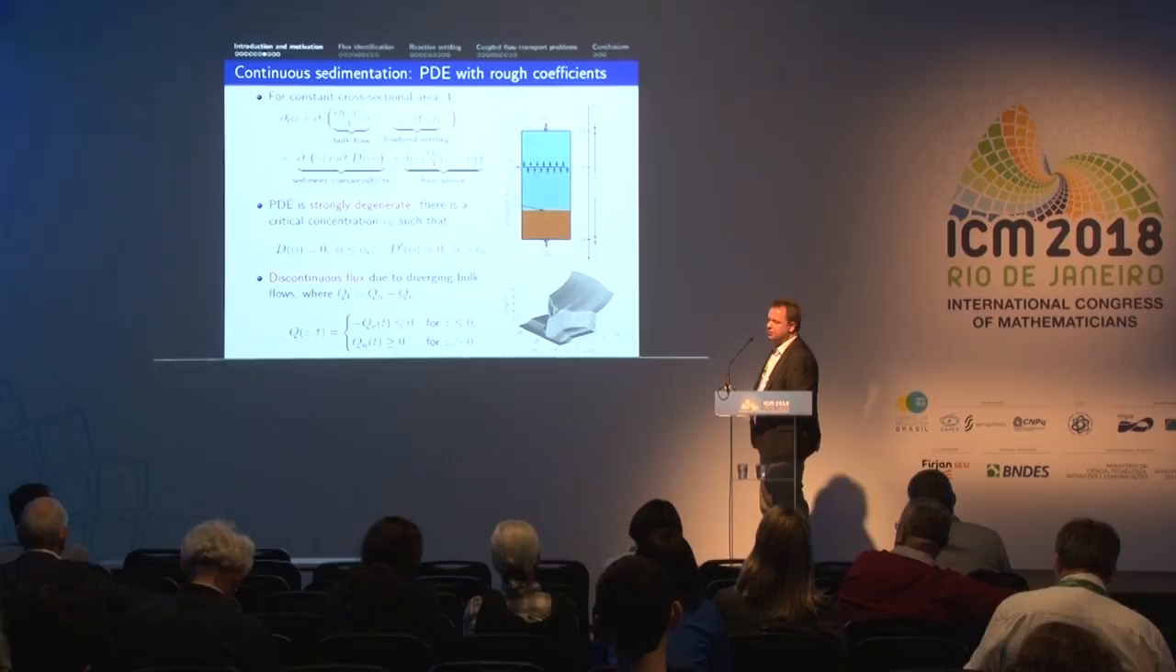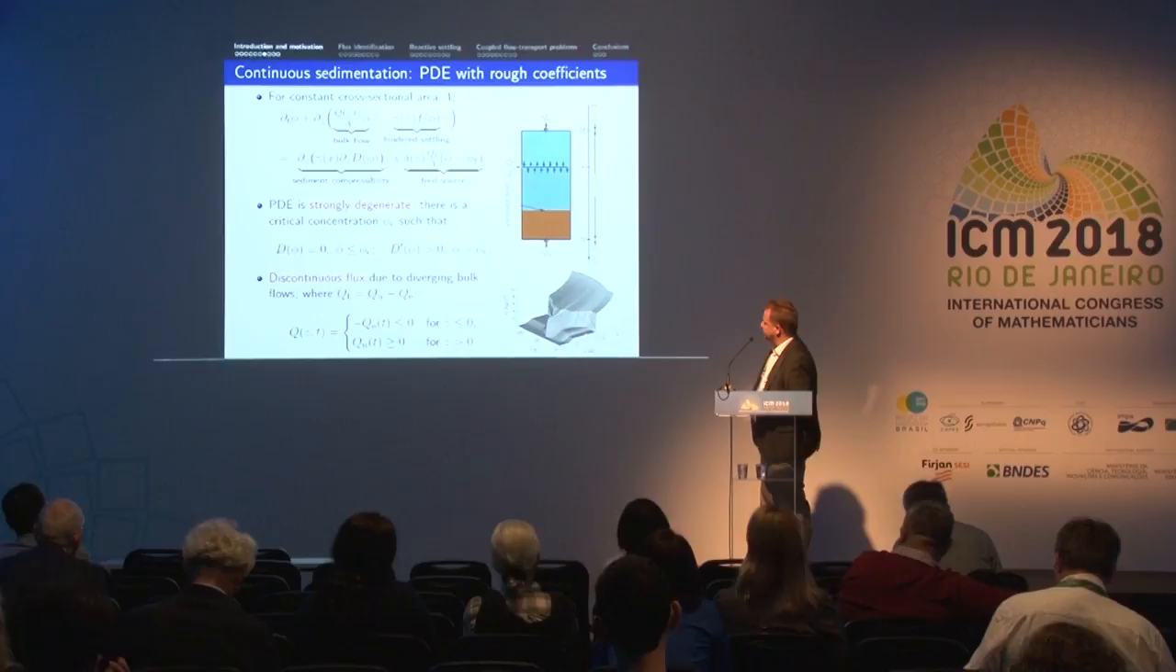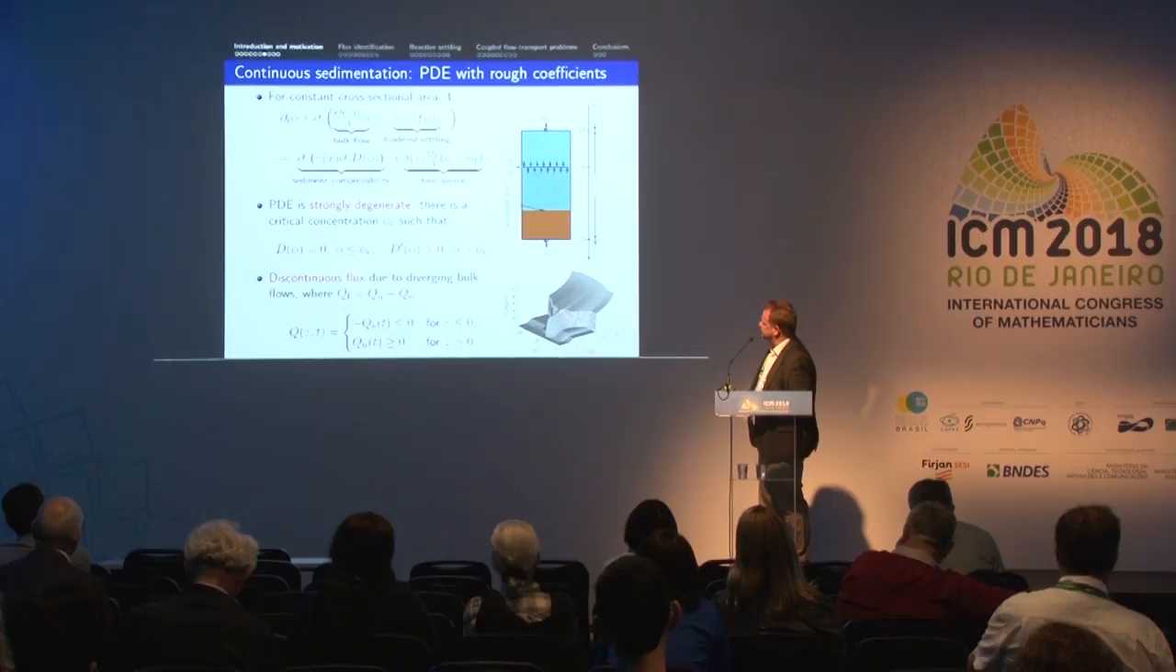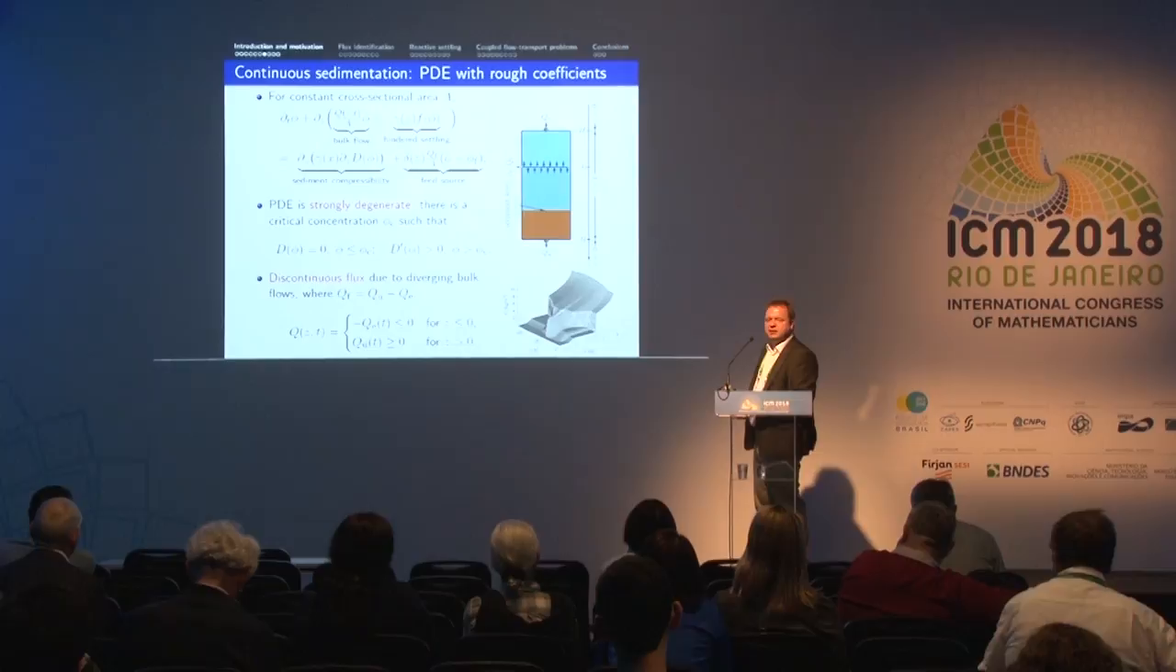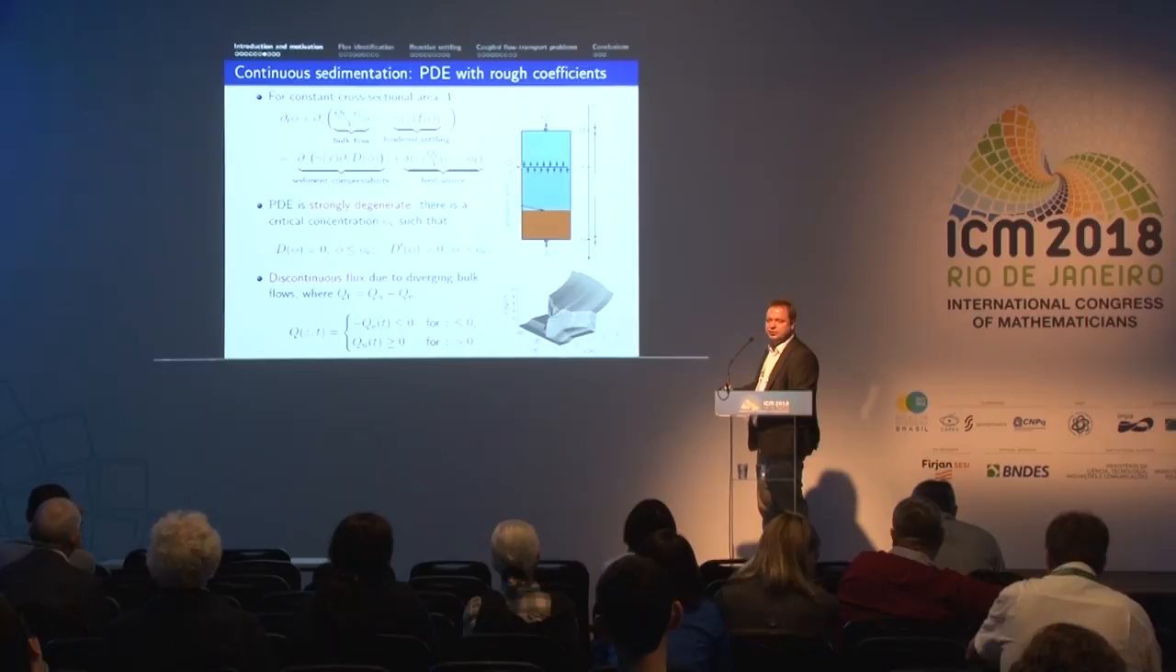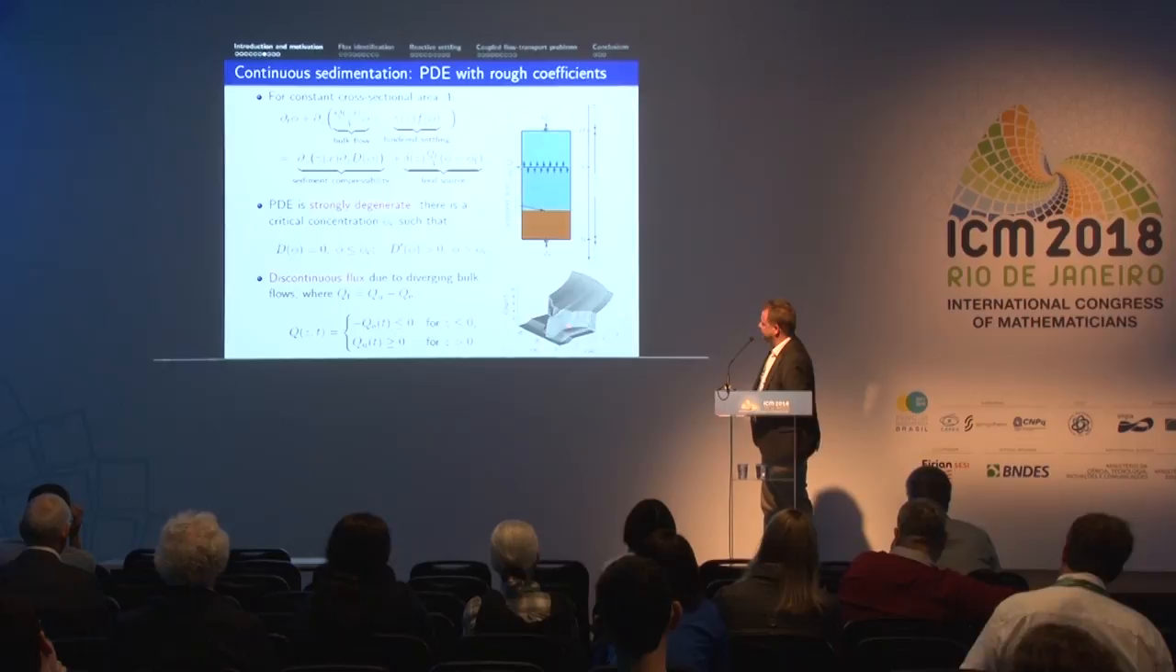Just let me show you in this plot what would be the result of solving this equation. We have here a 3D plot of concentration versus depth, and this is time. And then we see here a step, which is the interface between the hyperbolic and parabolic area. This is the sediment level, or known as sludge blanket, in wastewater treatment, and essentially one wishes to control the evolution of this interface by changing the feed concentrations and bulk flows appropriately.